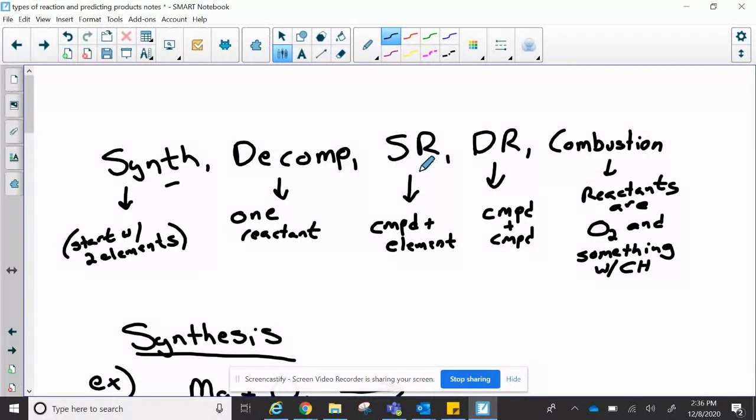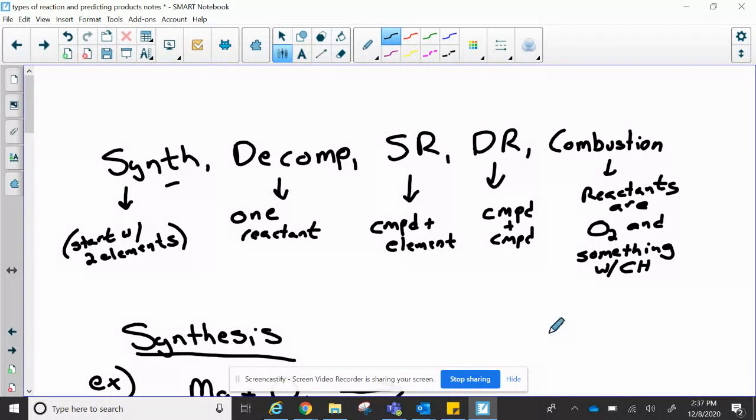The way to tell you're starting with a single replacement is you have a compound and an element to start with. If you're starting with a double replacement, you have a compound and a compound. And if it's combustion and you only have the reactants, you're going to see something with C and H's.